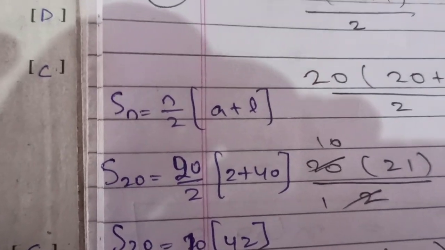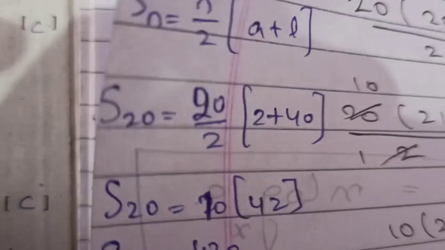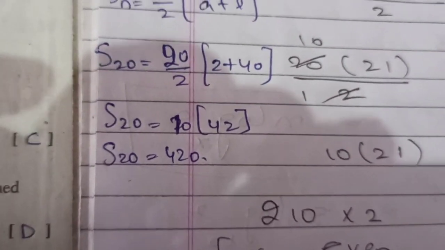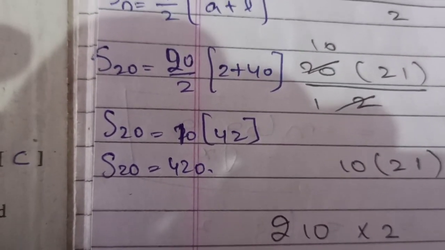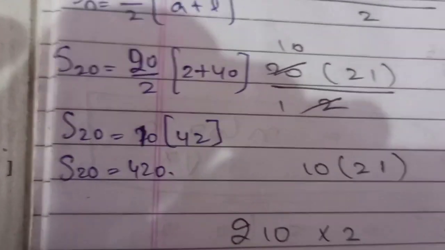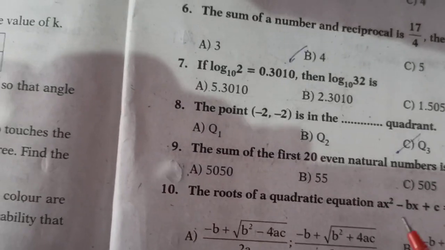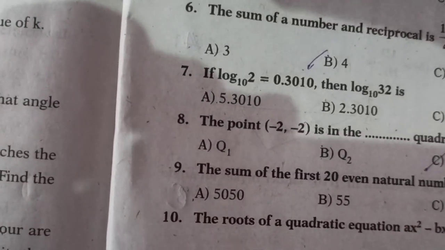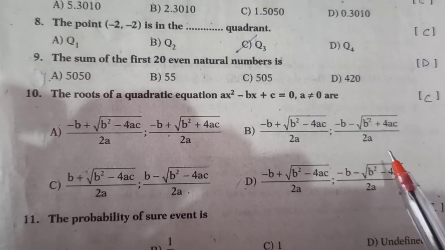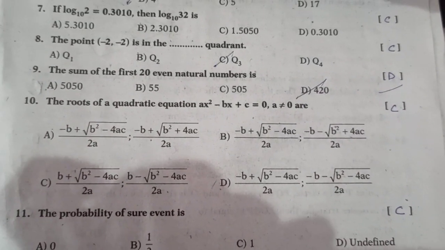A is 2, and l means the last term, 40. 20 by 2 is 10. 2 plus 40 is 42. If you multiply 42 with this 10, you get 420. So 420 is the right answer. In this you have to check the options. Option D is 420. This is the correct answer.